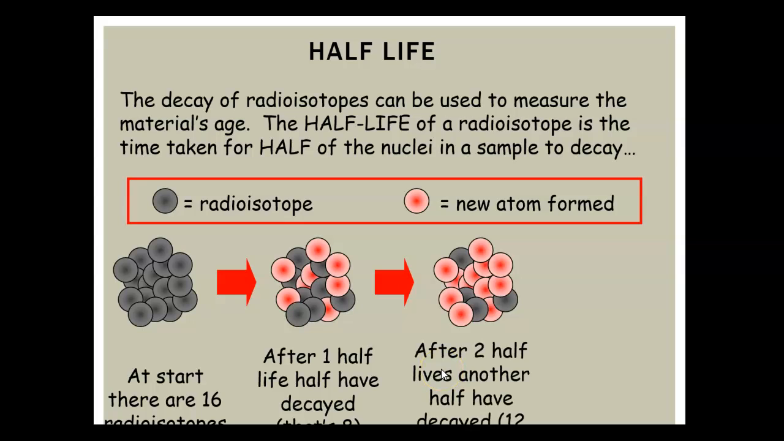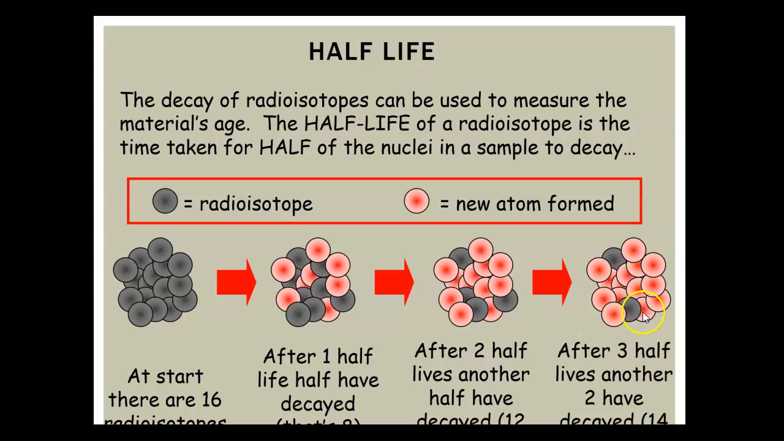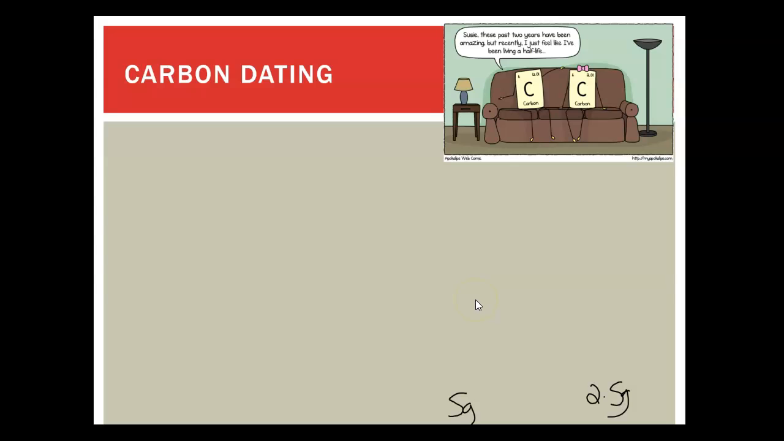Okay. And then we've got 4 left, so after another half-life, 2 more of these will go. So 14 of them will have changed, and you've got 2 left. And then after another half-life, 1 more would go. Okay, so every time you're counting the number that are left and halving it.